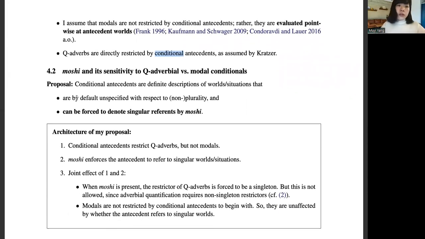Now, the second question: why is moshi sensitive to this difference? Here's what I propose. I propose that conditional antecedents are definite descriptions of worlds or situations that are by default unspecified with respect to plurality or non-plurality, and they can be forced to denote singular reference by moshi.